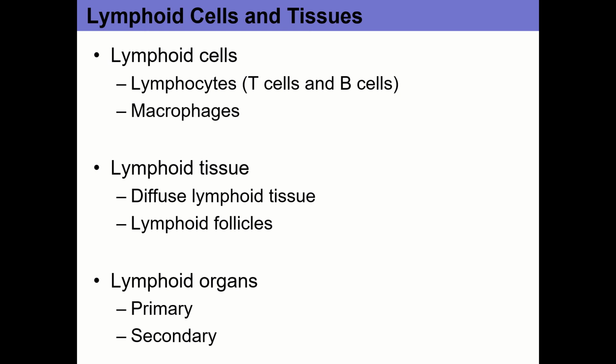And then follicles are where you've got, I guess collections is the way to describe it, of lots of lymphoid tissue in one relatively small place. Packages of lymphoid tissue, if you will. In terms of the lymphoid organs, you see there's primary and secondary lymphoid organs.